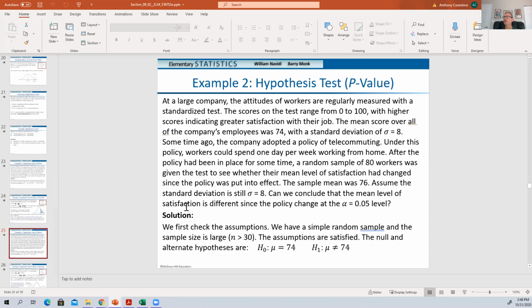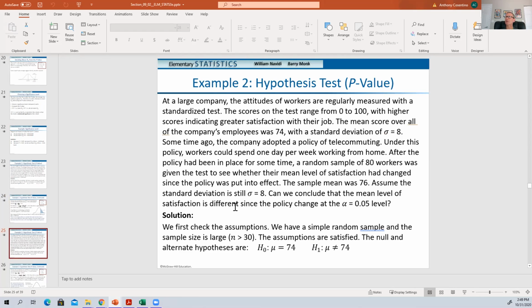So let's do another one. And in this case, I wanted to do one where we had both tails, right? So this is a two-tail arrangement. And you can see that here we have a score test range of 0 to 100. The higher score is greater satisfaction for attitudes working at a company. And it looks like it's 74 with a standard deviation of 8.